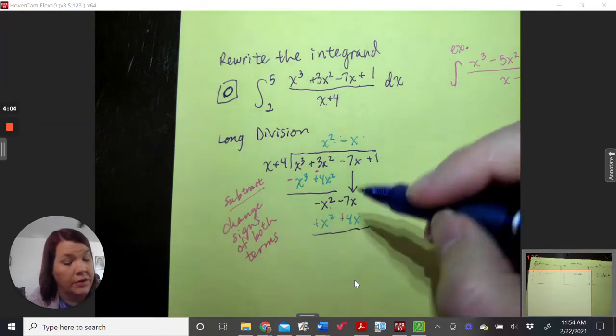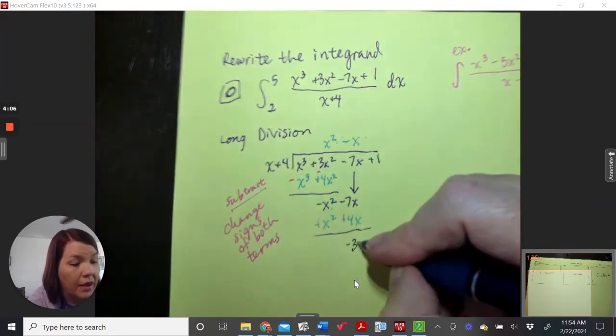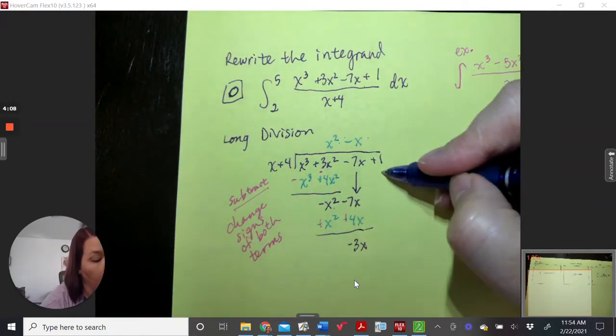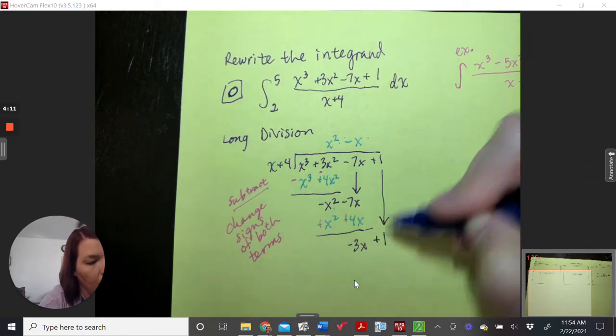And so then I'm bringing down the 1. And so then I think, what do I need to multiply x by to get negative 3x? And the answer is negative 3.